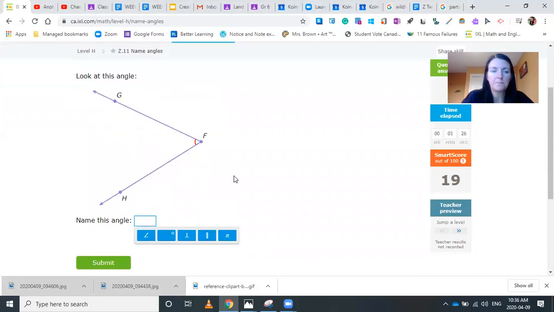Let's look at one more together. Angle GFH or angle HFG. Both would be correct.